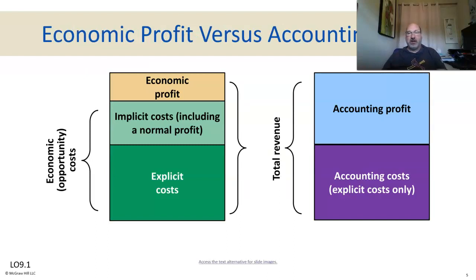So looking at it with a picture, total revenue is accounting profit and accounting costs, explicit costs only, on the right side. On the left side, the economic opportunity costs are your explicit costs and your implicit costs, including the normal profit. And then anything above that is an economic profit.